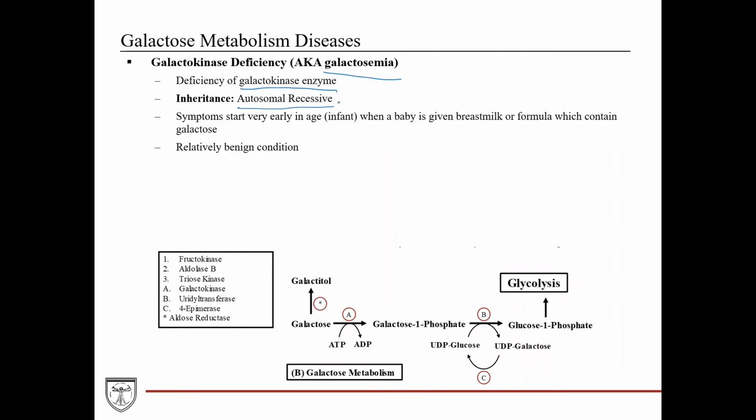Inheritance is autosomal recessive, and so really what you're missing here is that first step, where you're phosphorylating galactose to galactose 1-phosphate. So as a result, you're going to have a buildup of galactose. And these symptoms start very early in age, at the infant stage, when a baby is given breast milk or formula, because those both contain galactose or lactose, which is broken into glucose and galactose. And one thing I'll point out is that this is actually a relatively benign condition, especially compared to the next disease we'll talk about, classic galactosemia.